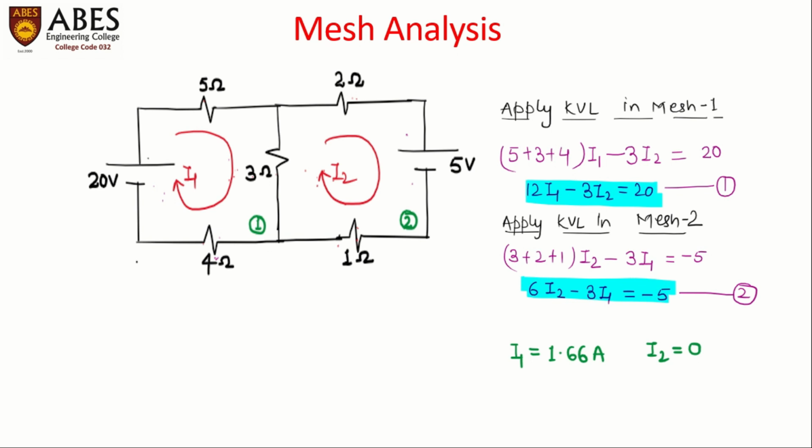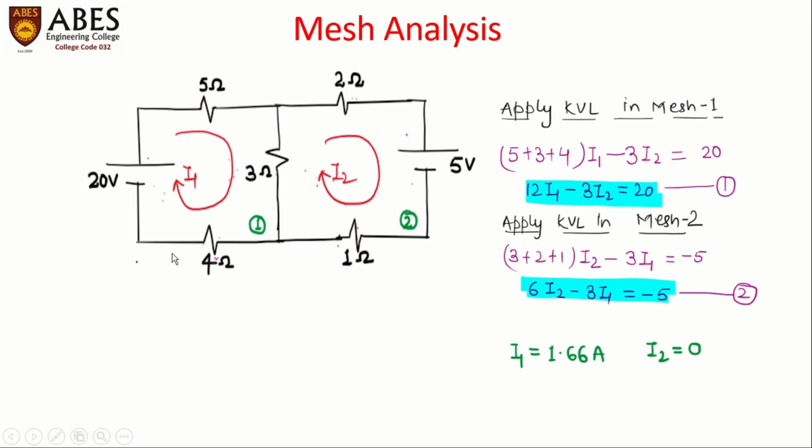Now we will apply KVL in mesh 1. KVL is Kirchhoff's voltage law. For applying KVL in mesh 1, firstly we will do the sum of all the resistances that are associated with the mesh 1. Now you can see here in the mesh 1, the resistances are 5 ohm, 3 ohm and 4 ohm. Now I have taken the sum of these resistances, 5 plus 3 plus 4. This one is 12 ohm.